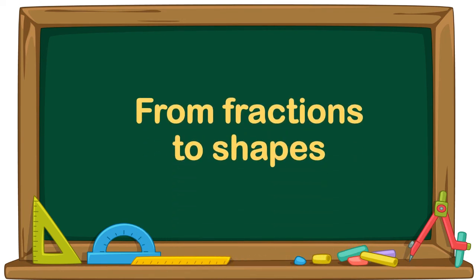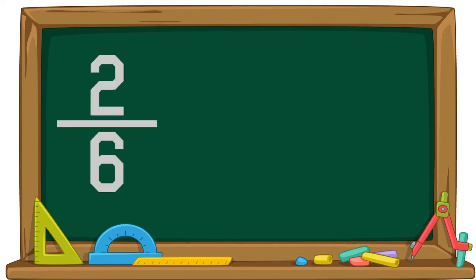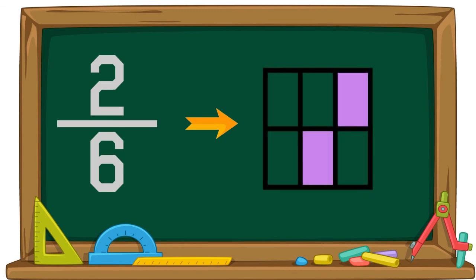Now let's go from fractions to shapes. Look at this fraction, 2 and 6. I need a shape with 6 parts and I have to take 2. For example, in this square I have 6 little squares and I had to take 1 and 2 out of 1, 2, 3, 4, 5, and 6.